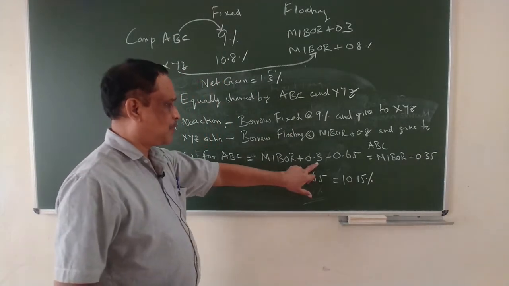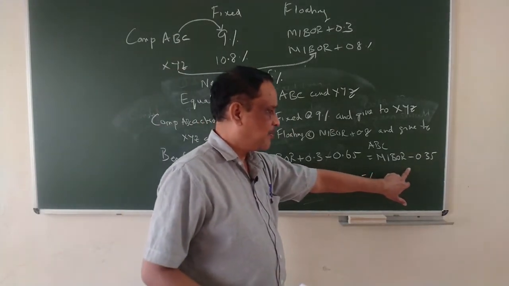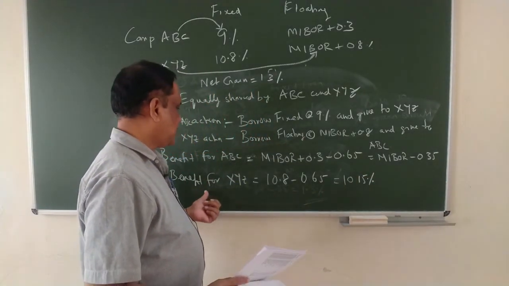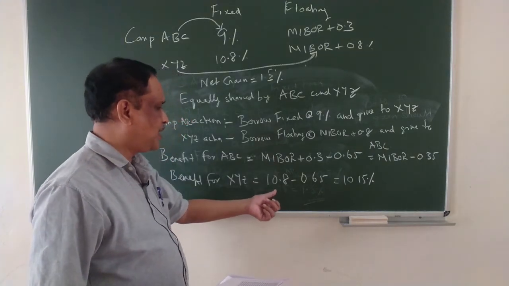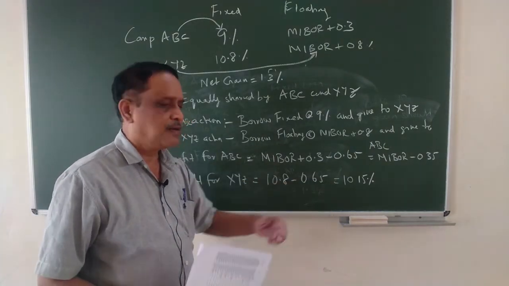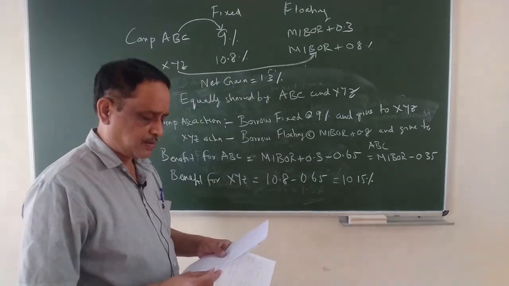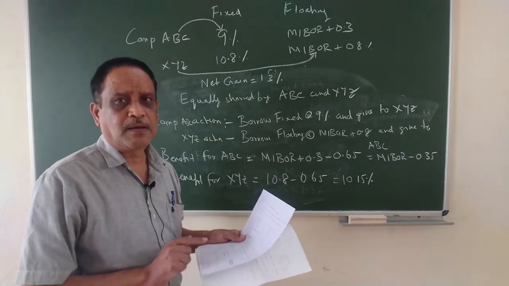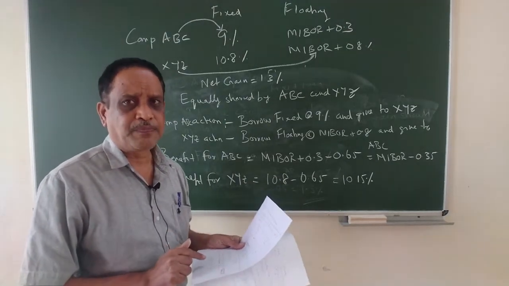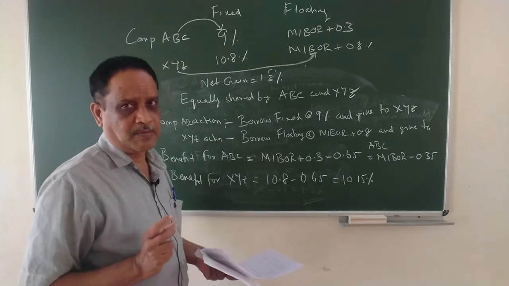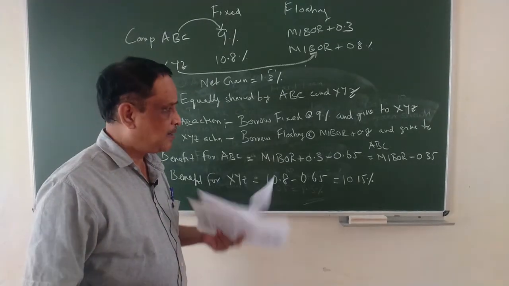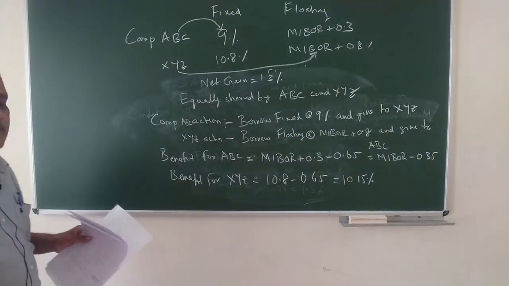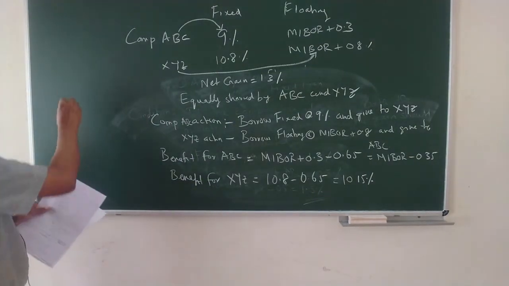Instead of LIBOR plus 0.3, they are getting the loan at LIBOR minus 0.35. Here, instead of 10.8%, they are getting the loan at 10.15%. Okay. So this deal is a swap deal and both parties are benefited. Okay. Net effect is each one is getting 0.65% benefit. We can write it as a diagram.